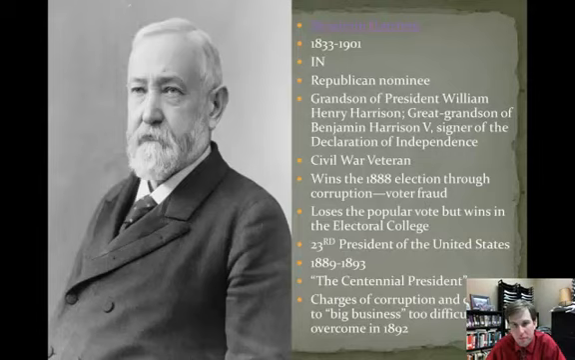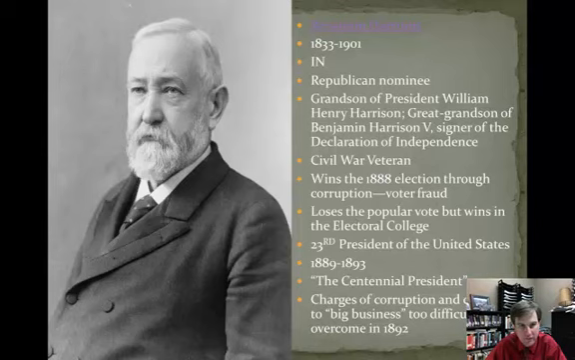The Republicans will nominate Benjamin Harrison. He is the grandson of President William Henry Harrison, the great-grandson of Benjamin Harrison V, signer of the Declaration of Independence. He was a Civil War veteran, and he's going to win the 1888 election through corruption, voter fraud. Essentially what happens is he loses the popular vote, but he wins in the Electoral College, and there were a couple of states where the tally came back for Harrison when it probably shouldn't have in the Electoral College. So he will be the 23rd President of the United States.